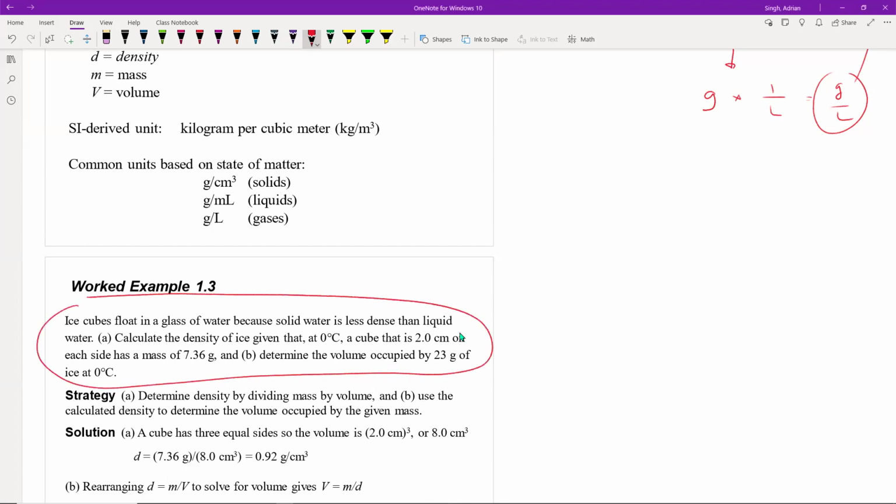We see ice cubes float in a glass of water because solid water is less dense than liquid water. And it says calculate the density of ice given that at 0 degrees Celsius, a cube that is 2 centimeters on each side has a mass of 7.36 grams. And then B, determine the volume occupied by 23 grams of ice at 0 degrees Celsius. So let's focus in, first of all, on the first part of this problem, part A.